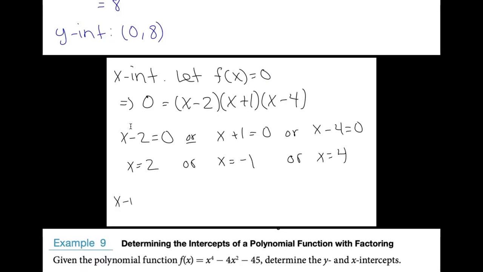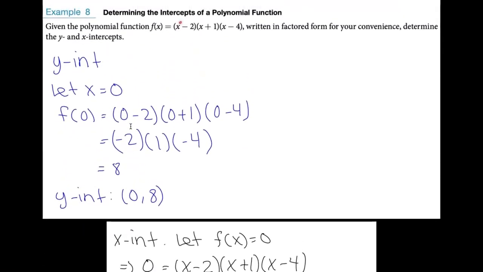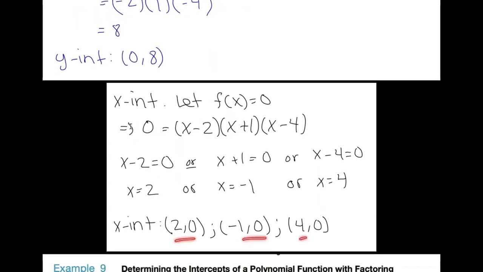So then your x-intercepts are, again, your points 2, 0, -1, 0, and 4, 0. There's 3 of them. And if we go up here, if we were to factor this out, your degree will be a degree 3 polynomial, since x times x times x will give you x cubed. And notice you have 3 x-intercepts.